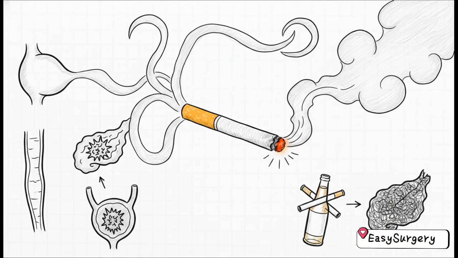It drives abdominal aortic aneurysms and peripheral arterial disease. It's the primary risk factor for pancreatic carcinoma and bladder carcinoma. And when you combine it with alcohol, it becomes a primary risk factor for chronic pancreatitis.